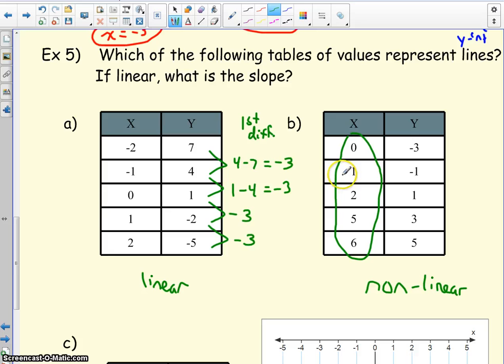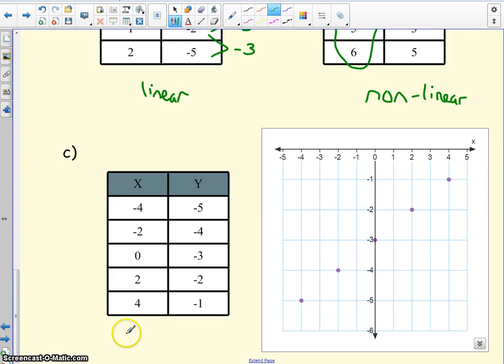So you'll see here going up by 1, up by 2, up by 3, up by 1. There's no real consistent pattern here with the x's, so the first differences aren't really meaningful. So this one is nonlinear, and you can tell that when you take a look at the graph. And this one, when we graphed, we saw it was linear.